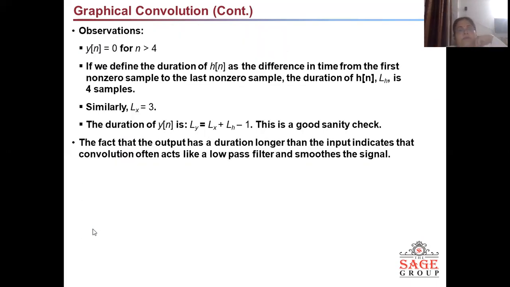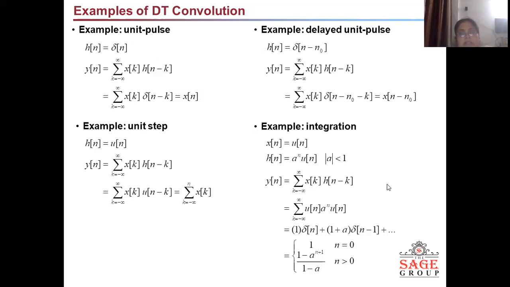Now with some observation it has been listed that y[n] is 0 for n greater than 4. So if we take the values beyond n equals 4, we will get the convolution between the two signals as 0. Similarly, we can define the duration of h[n] as the difference in time from the first non-zero sample to the last non-zero sample. The fact that the output has a duration longer than the input indicates that convolution often acts like a low-pass filter, which has smoothened the signals.